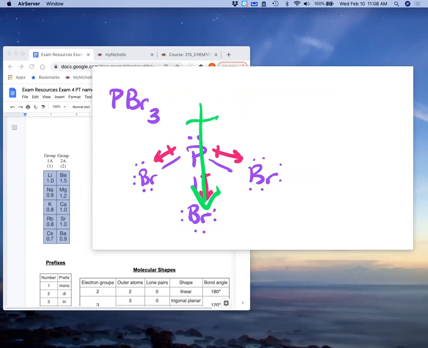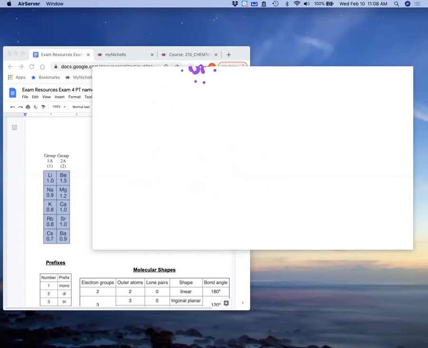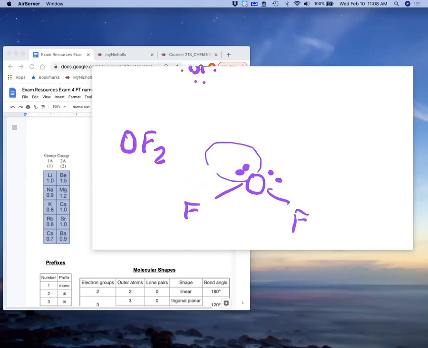Okay, last one. We have OF2. Fluorine's going to be on either side of oxygen, right? And that oxygen is going to need 2 lone pairs in order to complete its octet. And remember, these lone pairs are taking up lots of space, and so they kind of push down on the bonds with fluorine. So that's why I have fluorine kind of at an angle. So 1, 2, 3, 4, 5, 6 to complete fluorine.